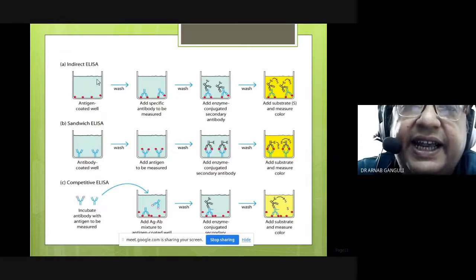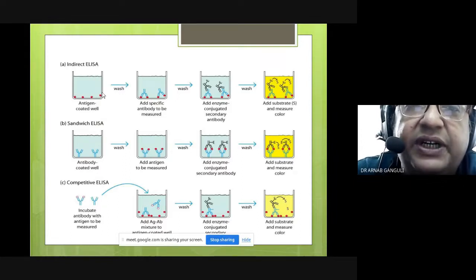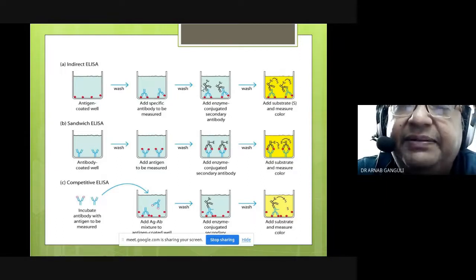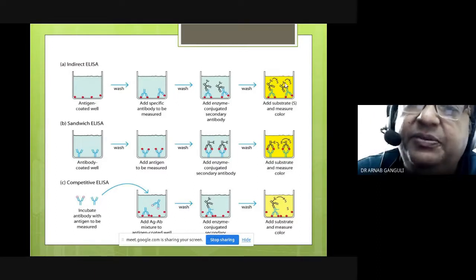In indirect ELISA, what happens? The antigen is coated in these wells. Washed, you add the primary antibody, it is bound. Then you wash and add the enzyme-linked secondary antibody. And you wash and add the substrate, and you measure the color.